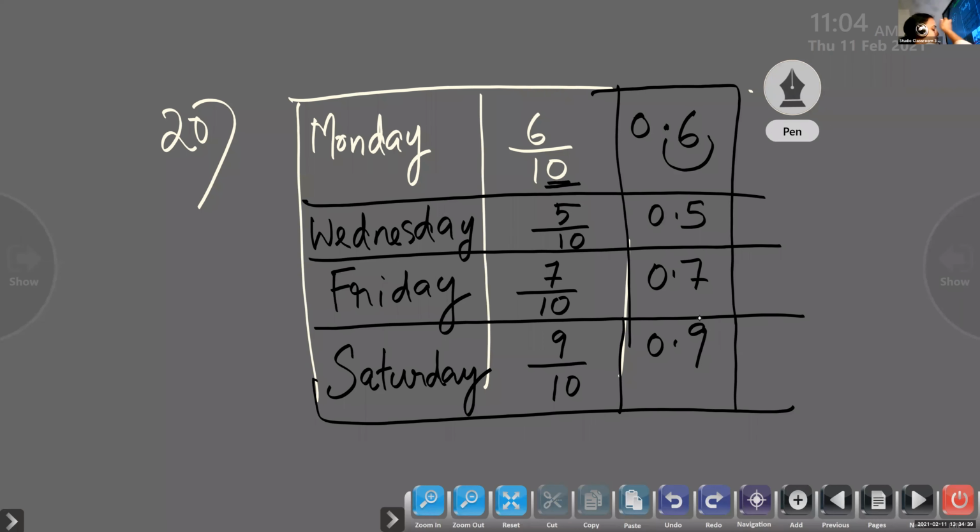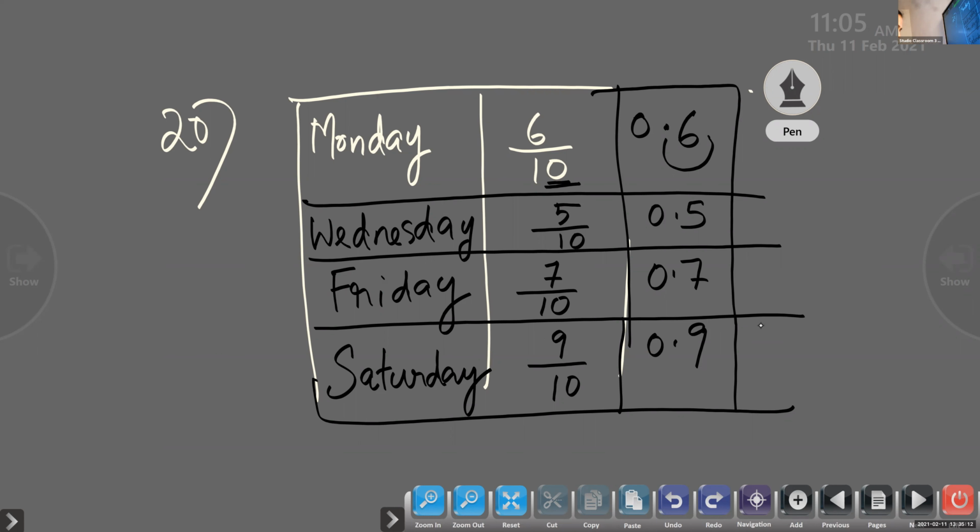Can you read the next one? Question number 21. Write the decimal that represents the shaded part. Okay, we have to write the decimal for the shaded part. So question number A. One full part is shaded. Yes, children, one full part, and again see the next part. 1, 2, 3, 4, 5, 6, 7, 8.